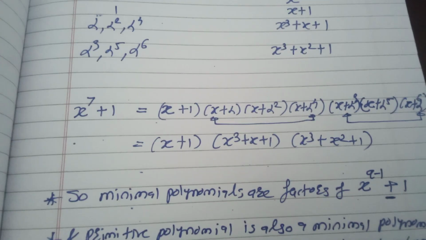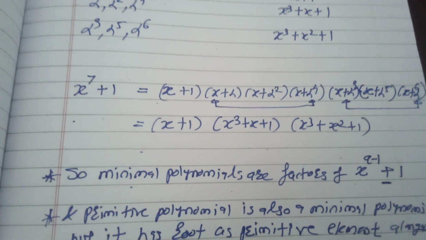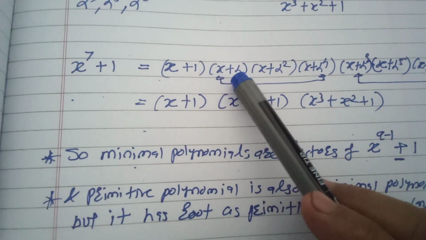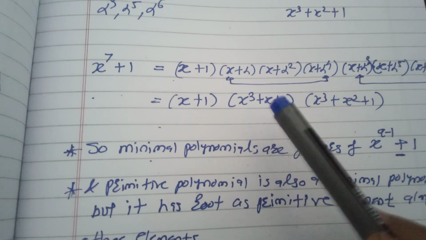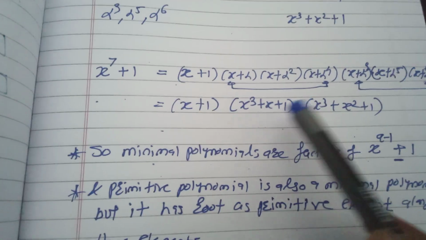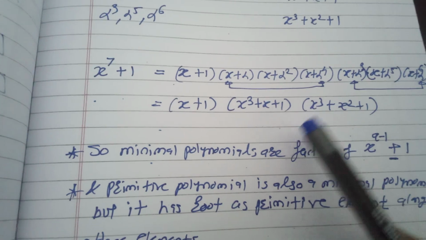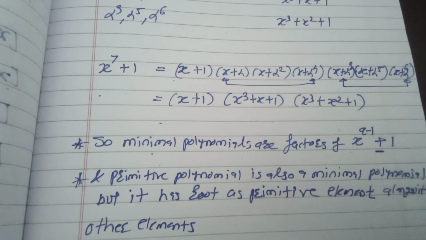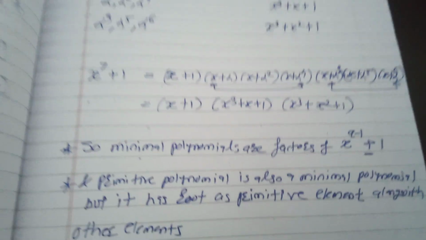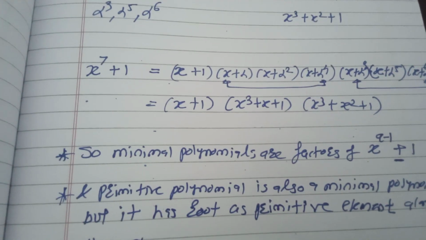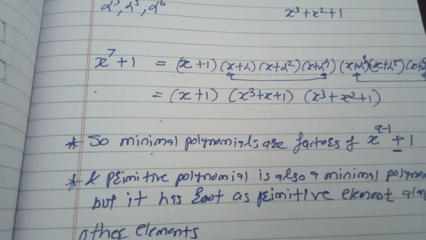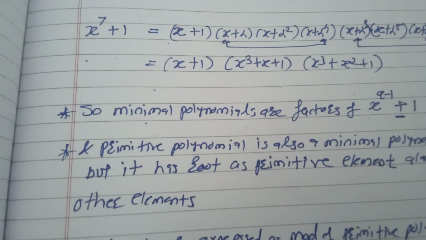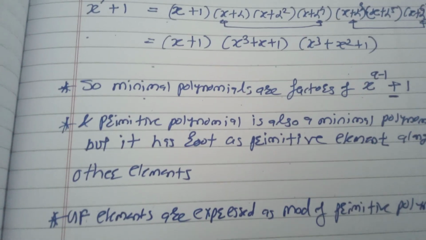Both are the factors of x raised to q minus 1 plus or minus 1, but primitive polynomial has one of the roots as alpha, and primitive polynomial is used to construct the extension Galois field, or Galois field 8 here. That means the equations that you have seen about all the elements are obtained with the mod of primitive polynomial. So that is the difference between minimal polynomial and the primitive polynomial.